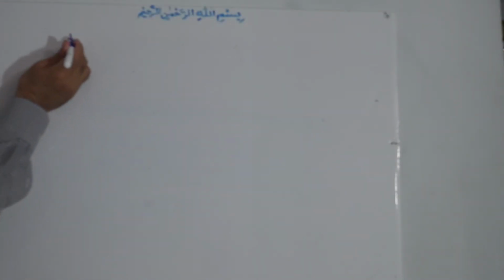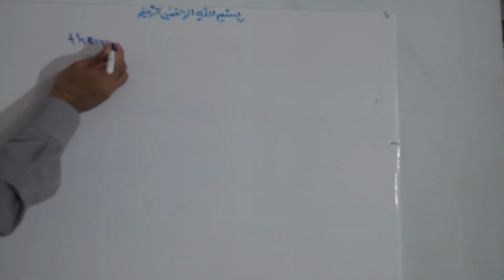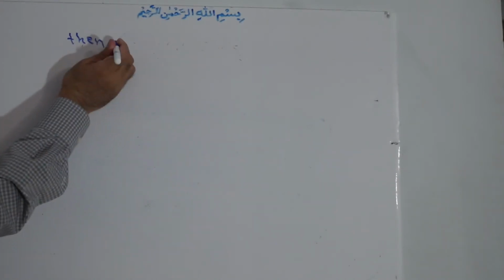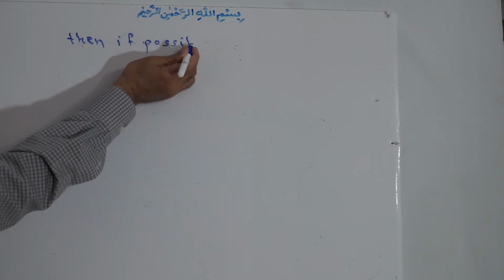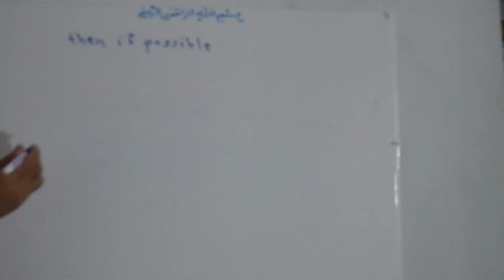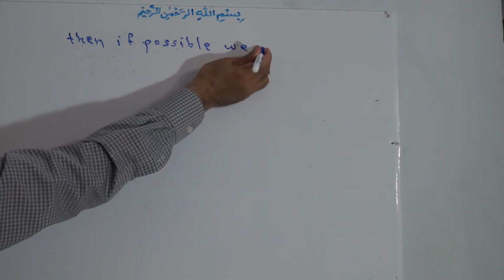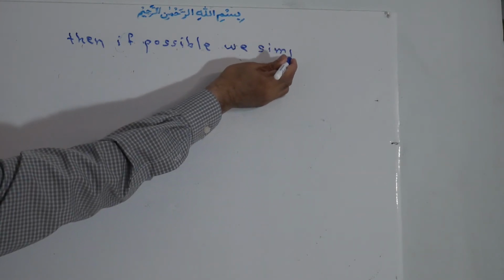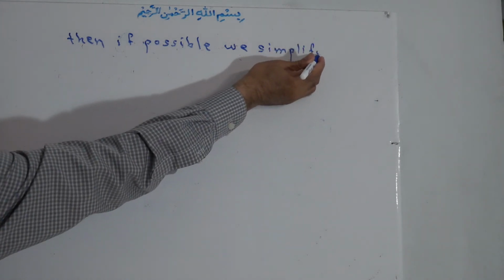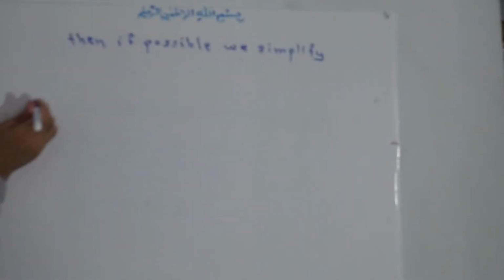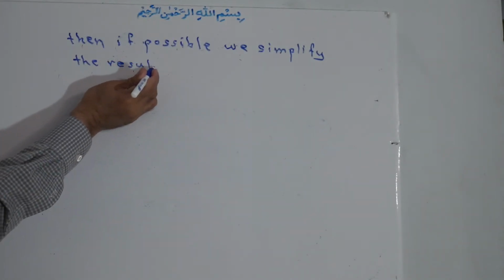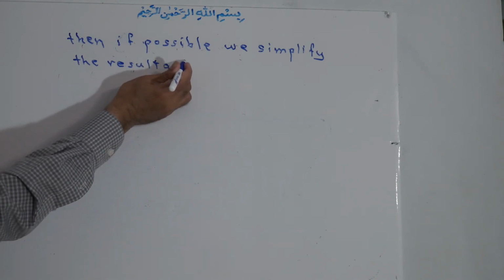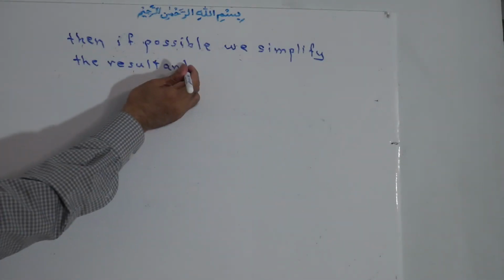And then, if possible, we simplify the resultant polynomial.